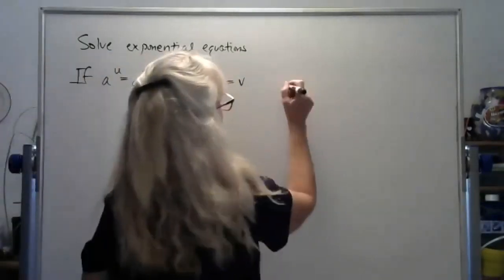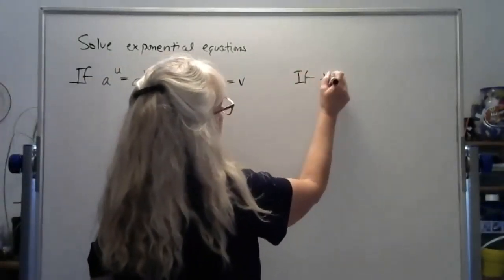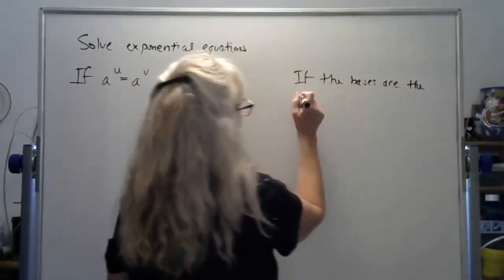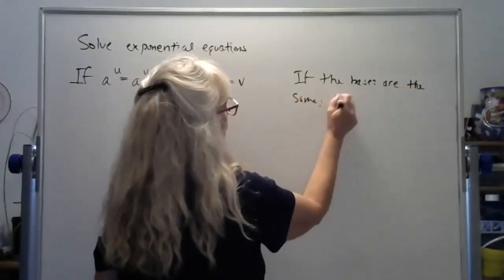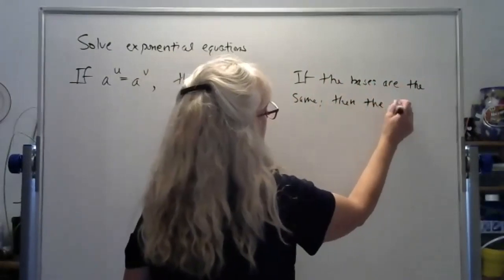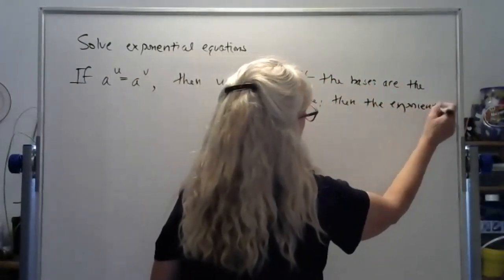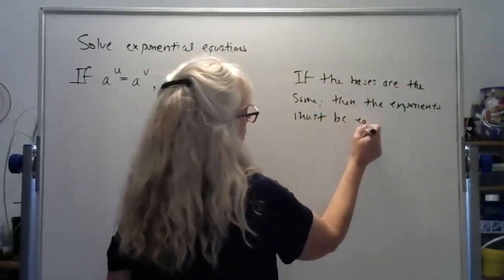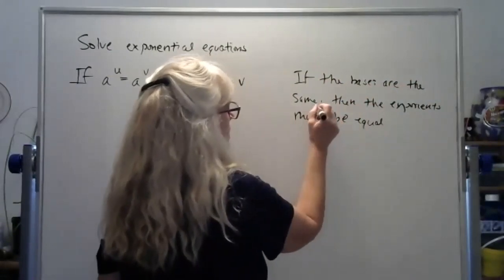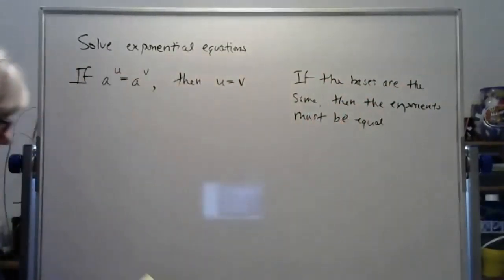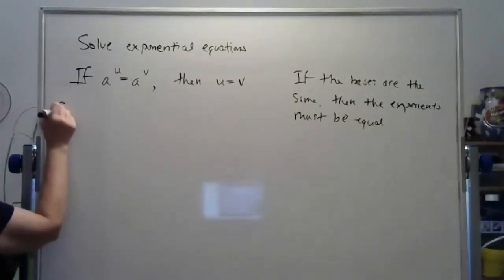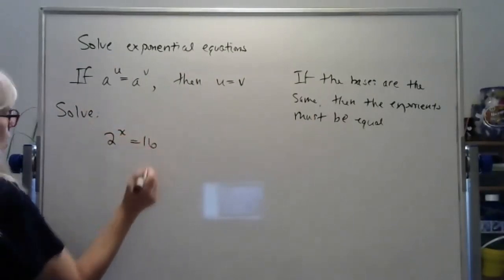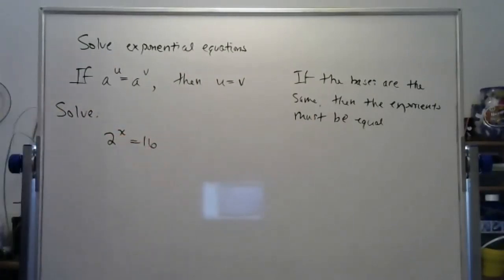So I'm going to write that in words. So this says, if the bases are the same, then the exponents must be equal. So if the bases are the same, then the exponents have to be equal. So for instance, let's solve 2 to the x equals 16.